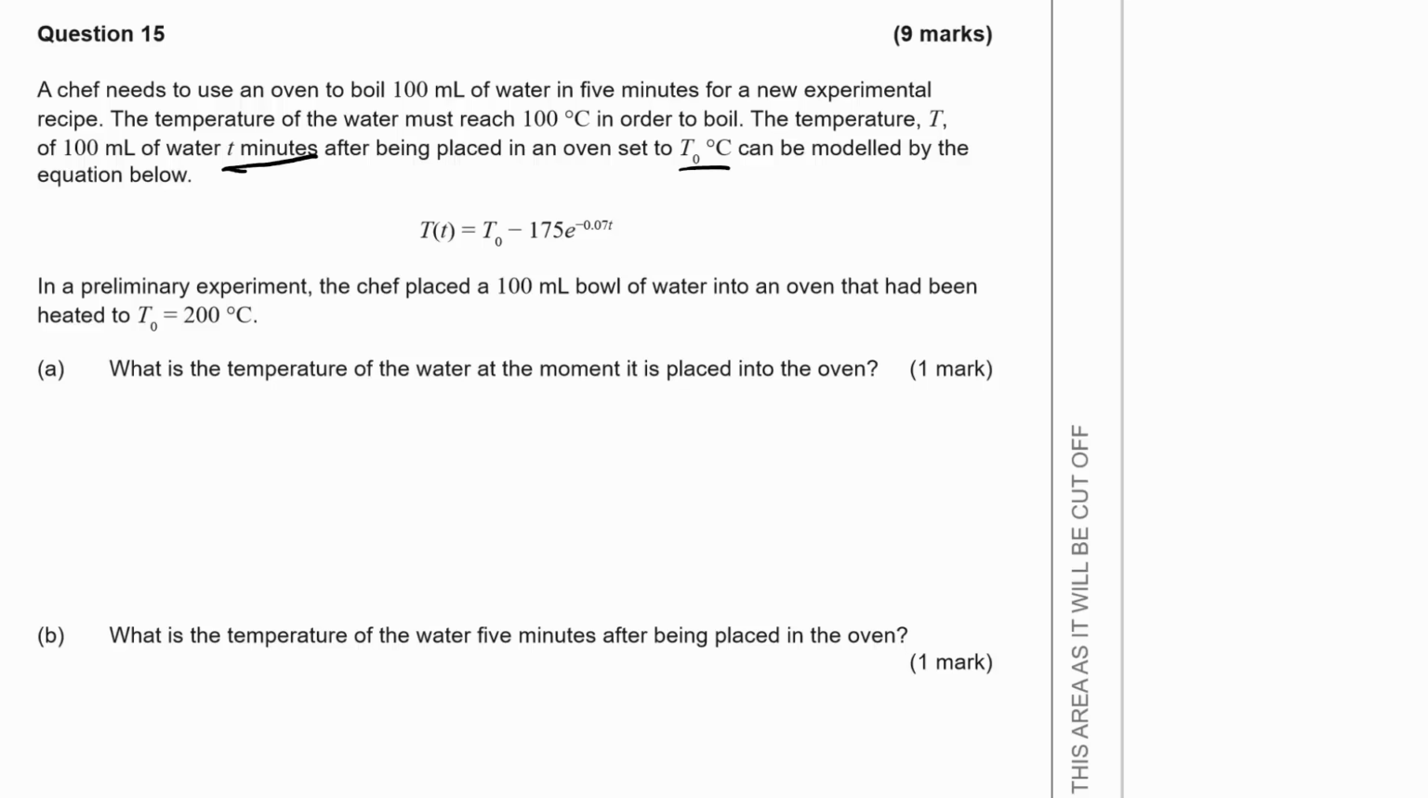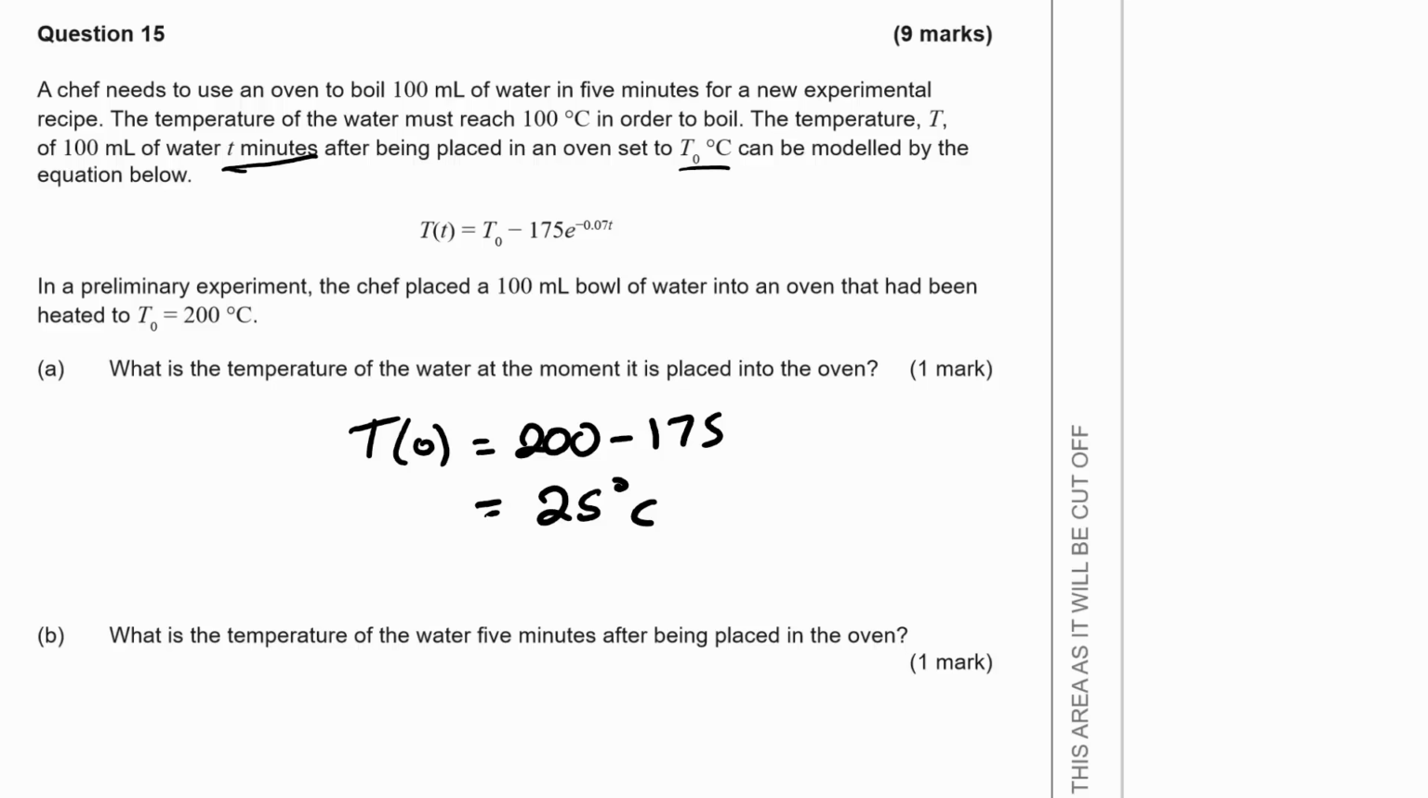In a preliminary experiment, the chef placed a 100 milliliter bowl of water into an oven that had been heated to T0 is 200 degrees Celsius. What's the temperature of the water at the moment it's placed in the oven? Well, that's just T of 0, which would be T0, which in this case is 200, take away, now e to the 0 is 1, so 175. So that is going to be 25 degrees Celsius.